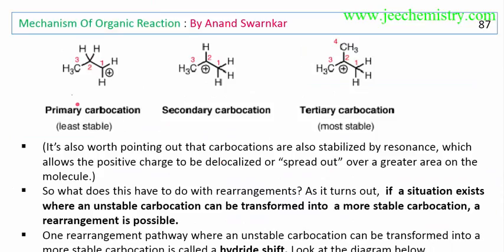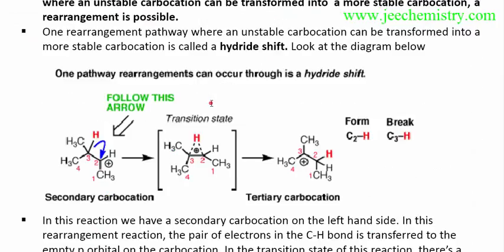In this example, here is a primary carbocation, this is a secondary carbocation, this is a tertiary carbocation. If a primary carbocation is there, it will rearrange to a more stable carbocation by hydrogen shift. This H will shift to this position, and the secondary carbocation is formed. A tertiary carbocation is more stable than a secondary, and a secondary is more stable than a primary. So if a secondary carbocation is formed and it can become a tertiary carbocation, rearrangement is possible by hydrogen shift.